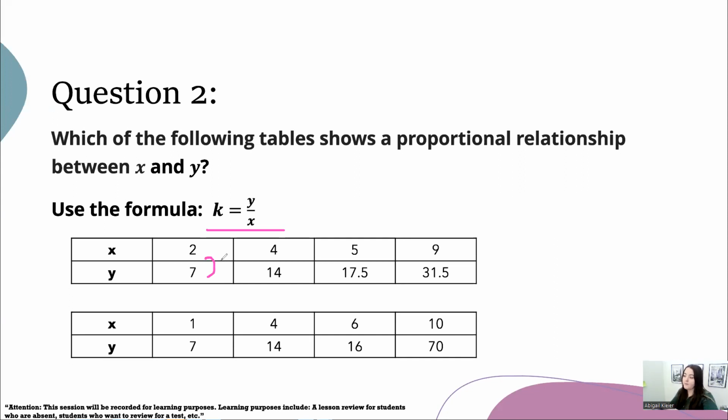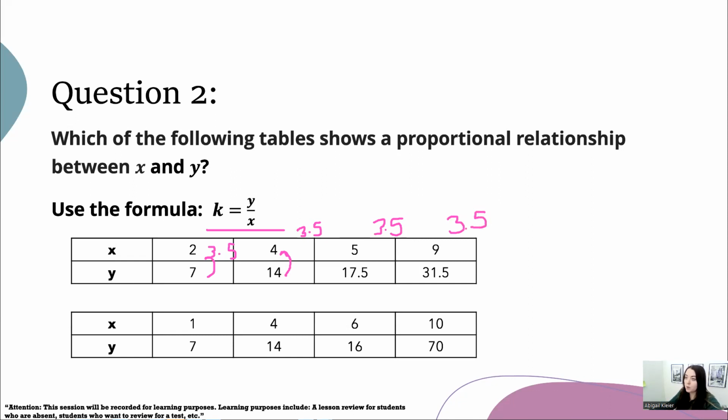Again, dividing my y value by my x value. So I'm starting off with 7 divided by 2, and that gives me a relationship of 3.5. Next, I have 14 divided by 4. Again, I'm just plugging these into my calculator, and that gives me, again, a relationship of 3.5. 17.5 divided by 5. Again, the answer to that is 3.5. And 31.5 divided by 9. Again, 3.5. So far this one looks good.